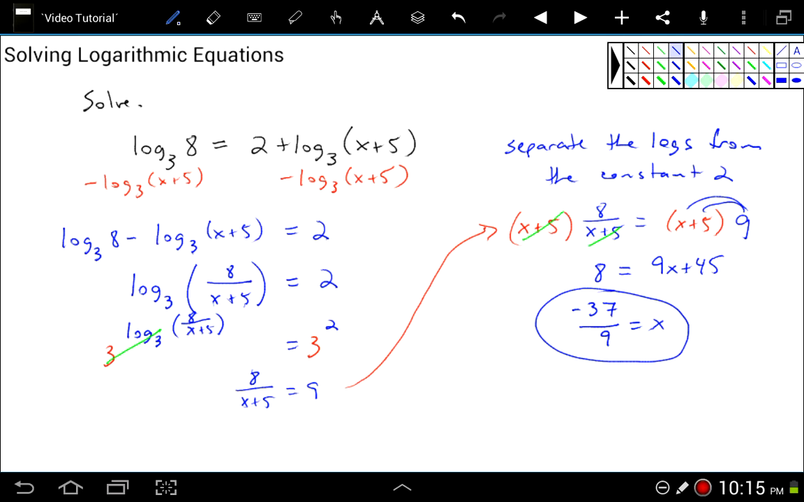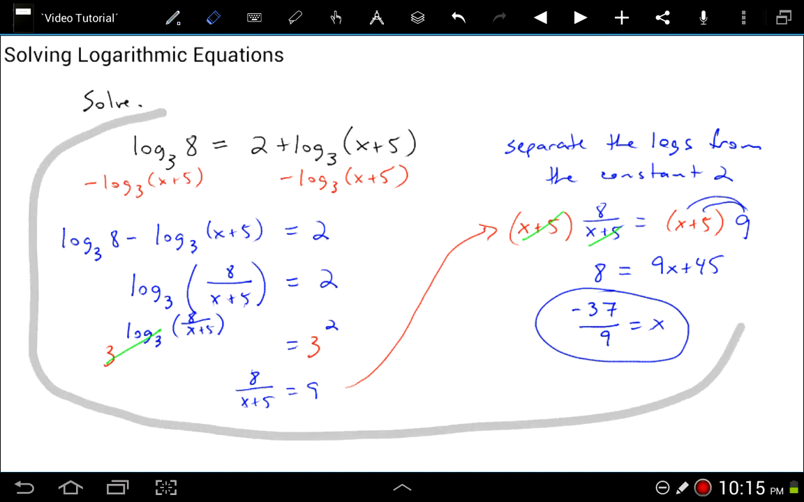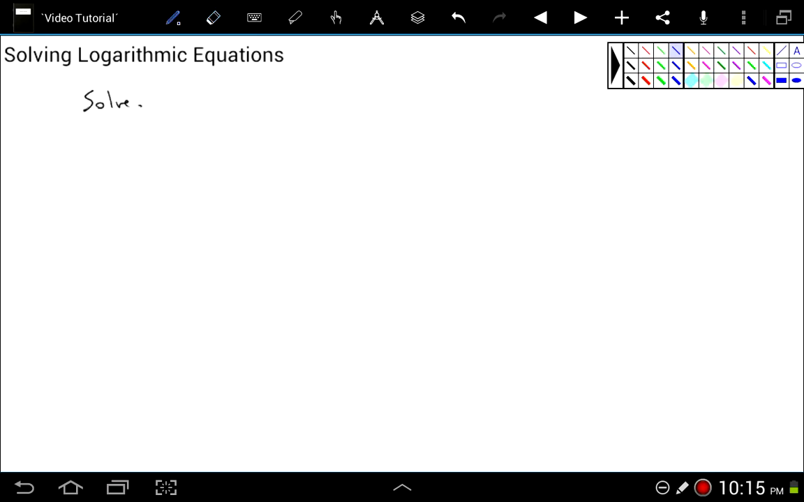Okay, so that's another example of solving an equation that involves logarithmic expressions. Let's do one last example where we have logs everywhere. So let's say we have log of 6x minus 7 plus log of x equals log of 5. What I want to remind you is a log without a base is really a base of 10. So I'll put that in everywhere.